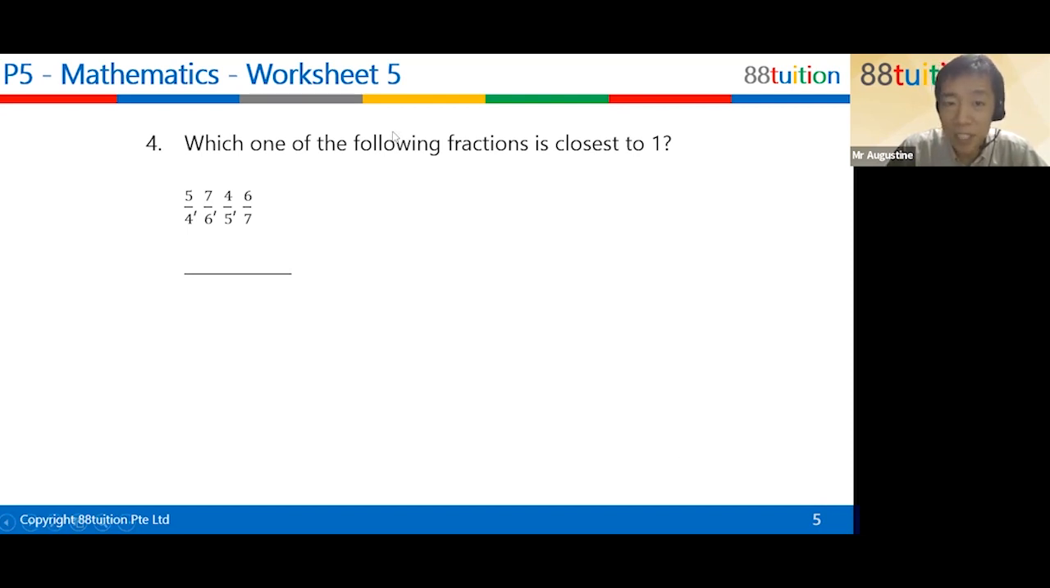Anybody like to write in the chat box or say it out? Raise your hand or just directly type. Since everybody has already contributed one way or another, how do we know? Because it doesn't mean that being greater than 1 or less than 1 makes it closest to 1. So we need to find what tells us it is the closest to 1.